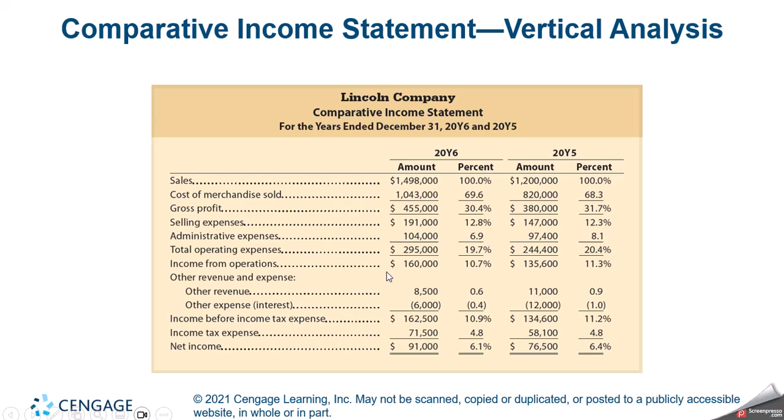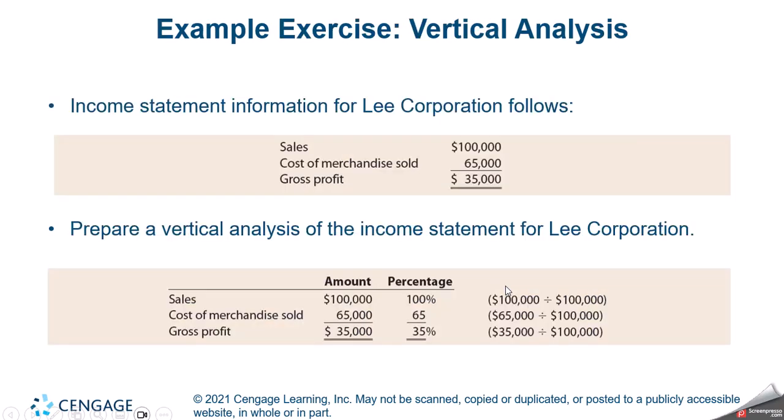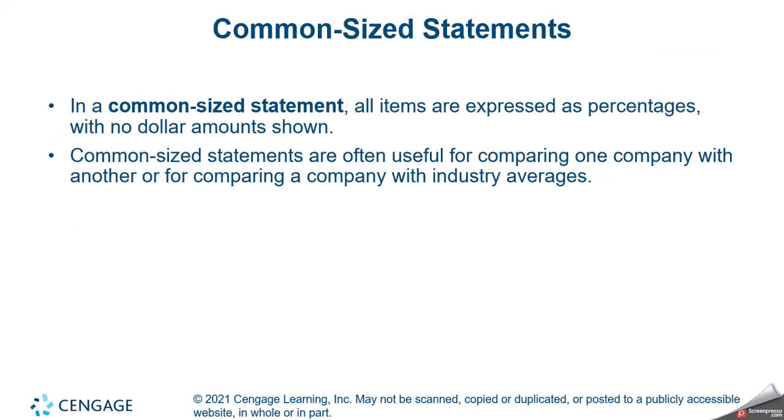Same thing with the income statement. You calculate everything as a percent of sales. So notice sales is 100%. So cost of goods sold divided by sales gives us 69.6%. And go line by line all the way down, take each one, divide it by sales. And then again, you could compare year to year. So then you can look through those examples.